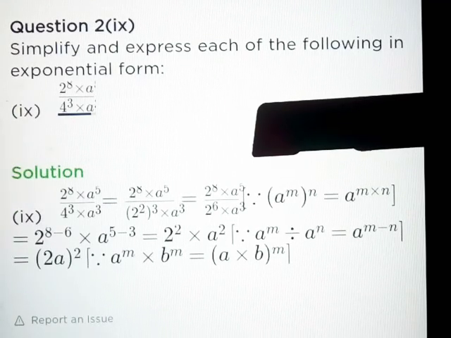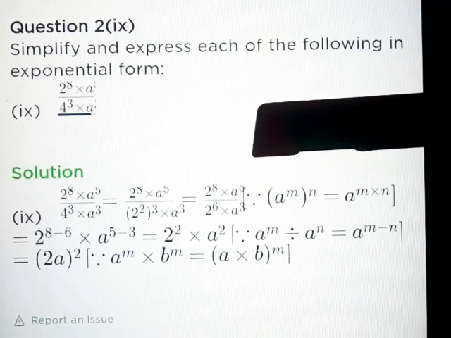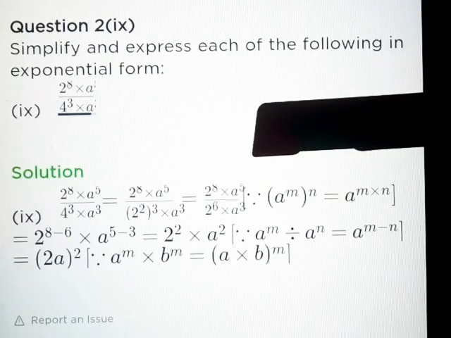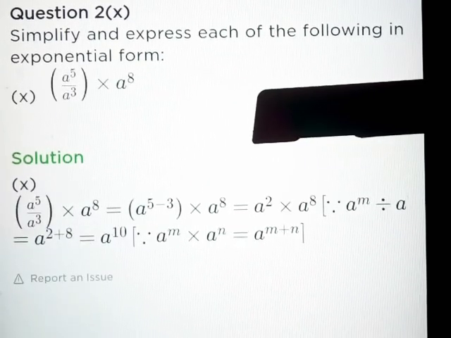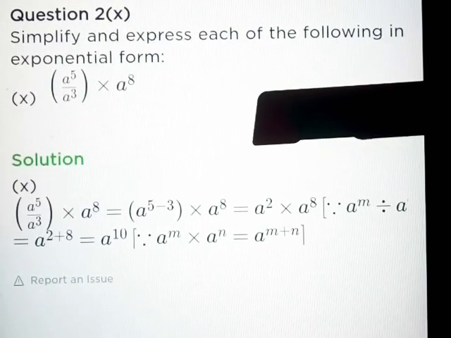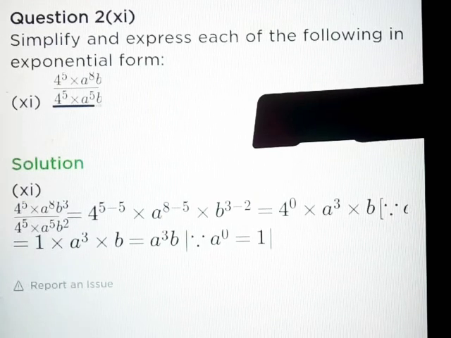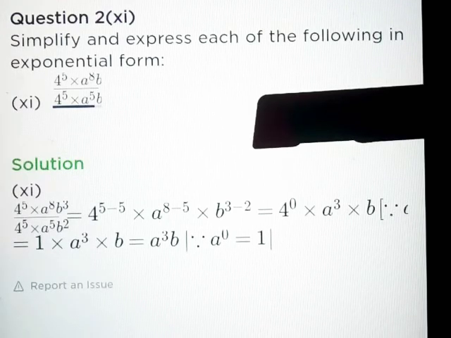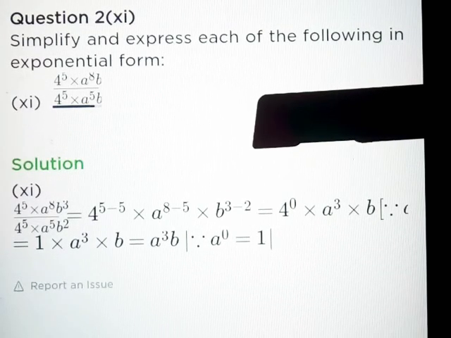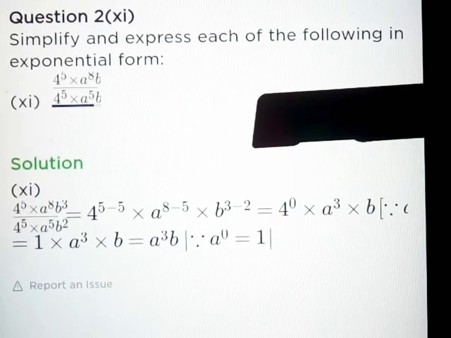Ninth, 2 raised to power 8 into a raised to power 5 upon 4 cube into a cube is equal to a into b to the power m. 10th, a raised to power 5 upon a raised to power 3 into a raised to power 8 is equal to, answer, a to the power m plus n. 11th, 4 raised to power 5 into 8 power of a, b cube upon 4 raised to power 5, 5th power of a and b square is equal to 1.